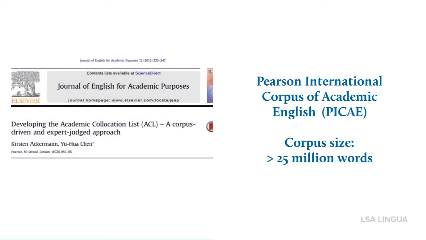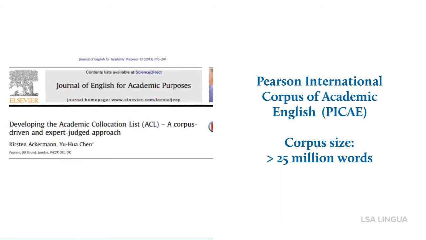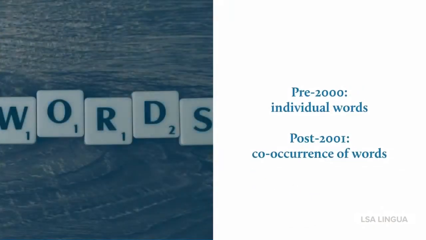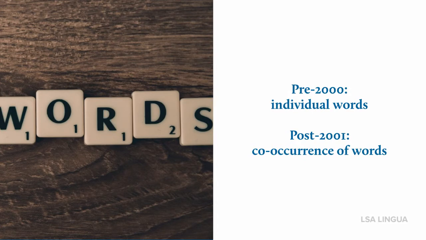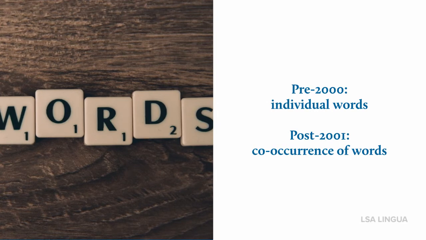So in this study, the Pearson International Corpus of Academic English was used. A corpus is a large body of texts, in this case academic texts, that contains over 25 million words. So remember the academic word list that was published in the year 2000 by Coxhead? Well, afterwards, studies really focused more on the co-occurrence of chunks of language, like I mentioned earlier.